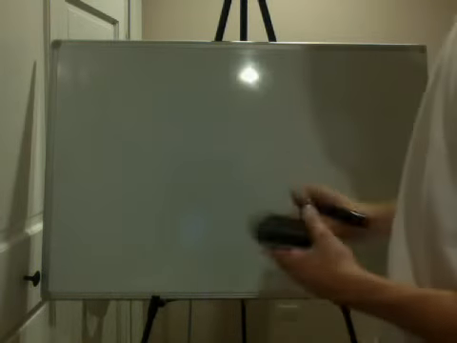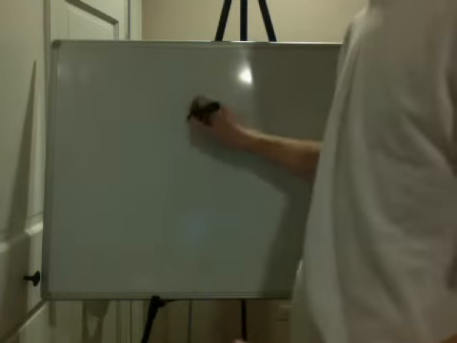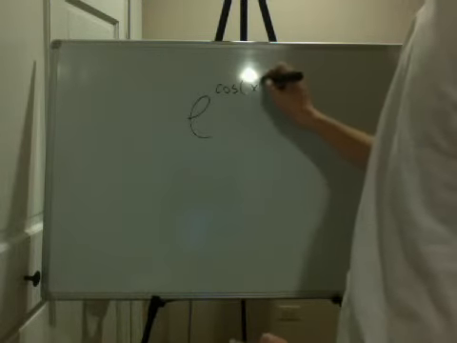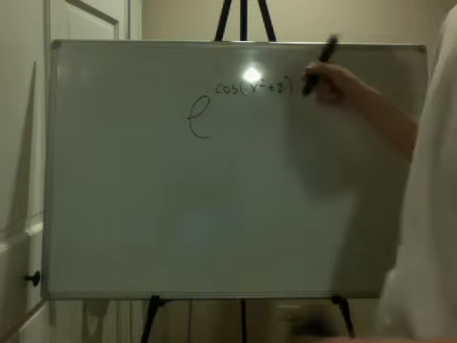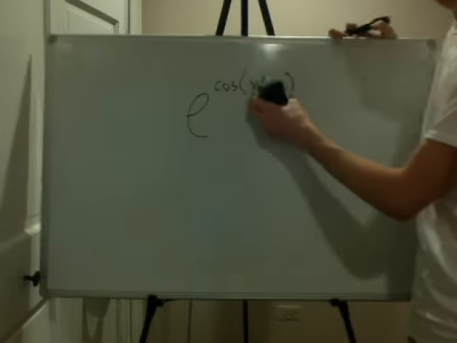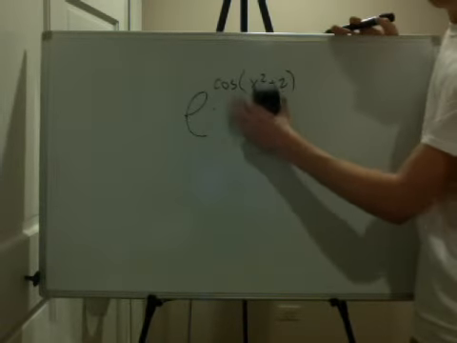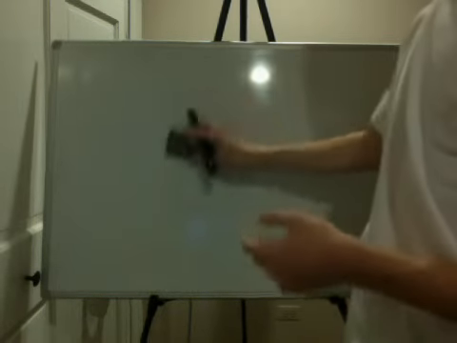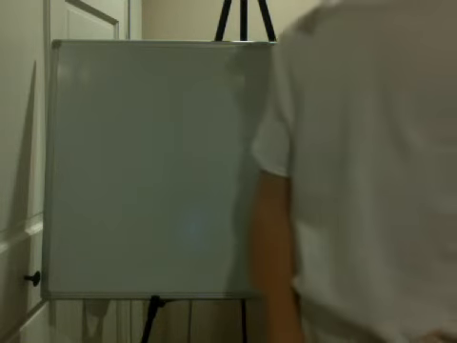If there was a question that said e to the cosine of x squared plus 2, then this is double chain rule, because there's a function inside a function inside a function. You'd use double chain rule, and I'm not going to show you that, but I'm just saying that's what you would have to do. A lot of work.